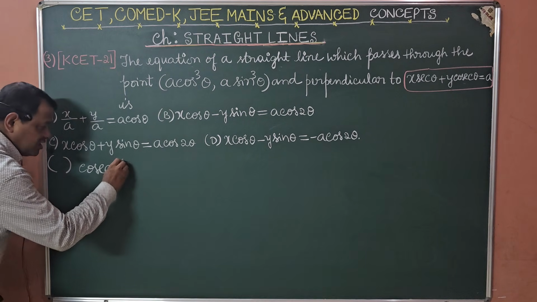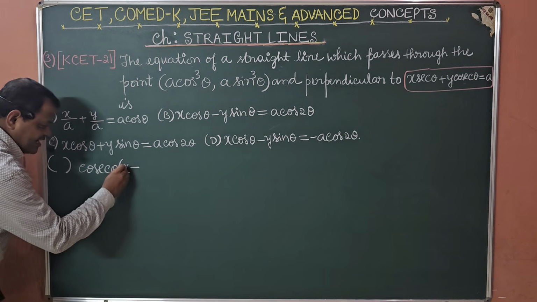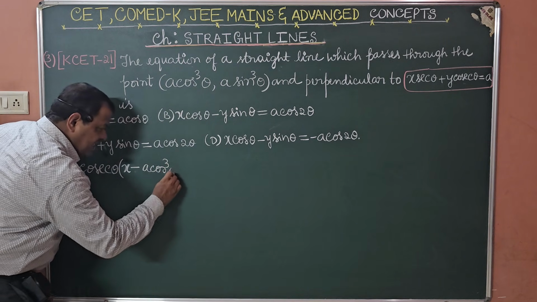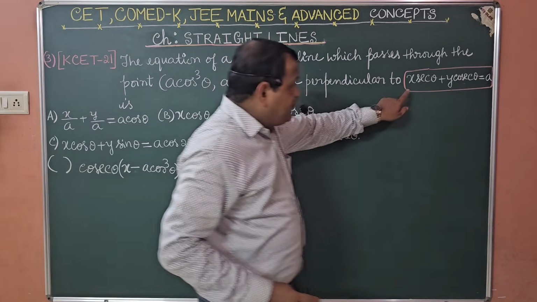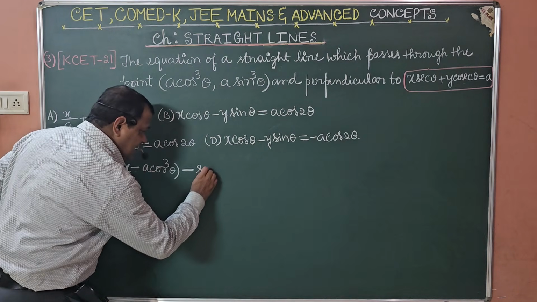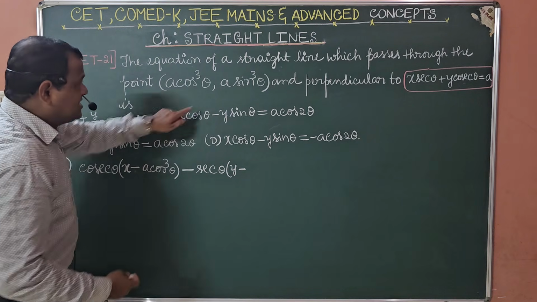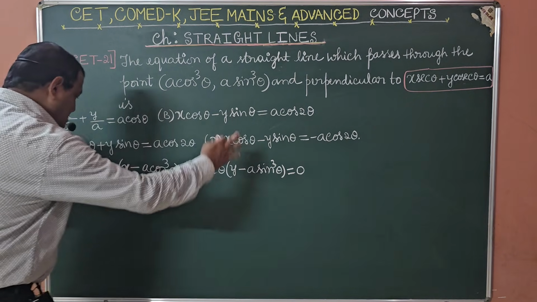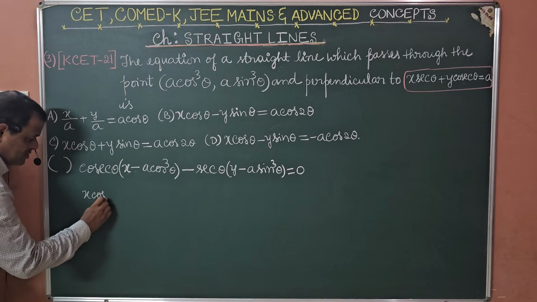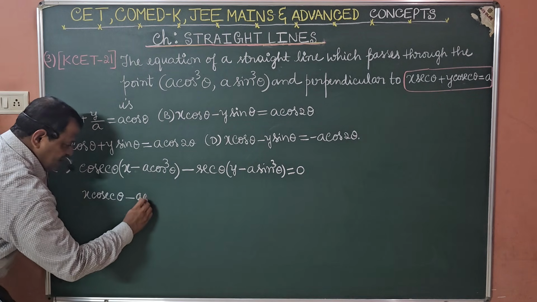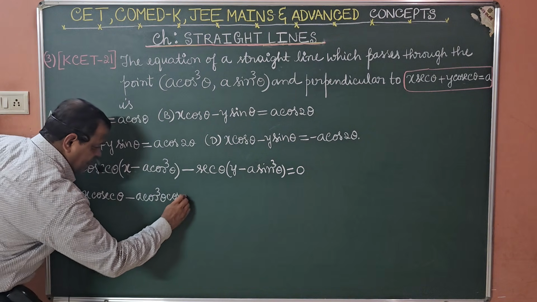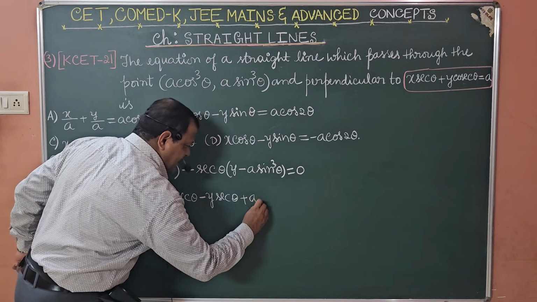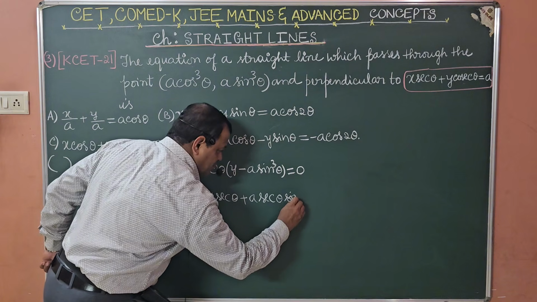Cosecant theta into, open a bracket, x minus x1. x1 is this x coordinate, a cos cube theta, in between minus, because perpendicular. Now the coefficient of x is secant theta, and that should be written here, secant theta into (y minus y1), y1 is a sin cube theta, is equal to 0. Now I need to simplify. The first term is x cosecant theta minus a cos cube theta cosecant theta. This term is minus y secant theta, minus into minus, plus a secant theta sin cube theta is equal to 0.